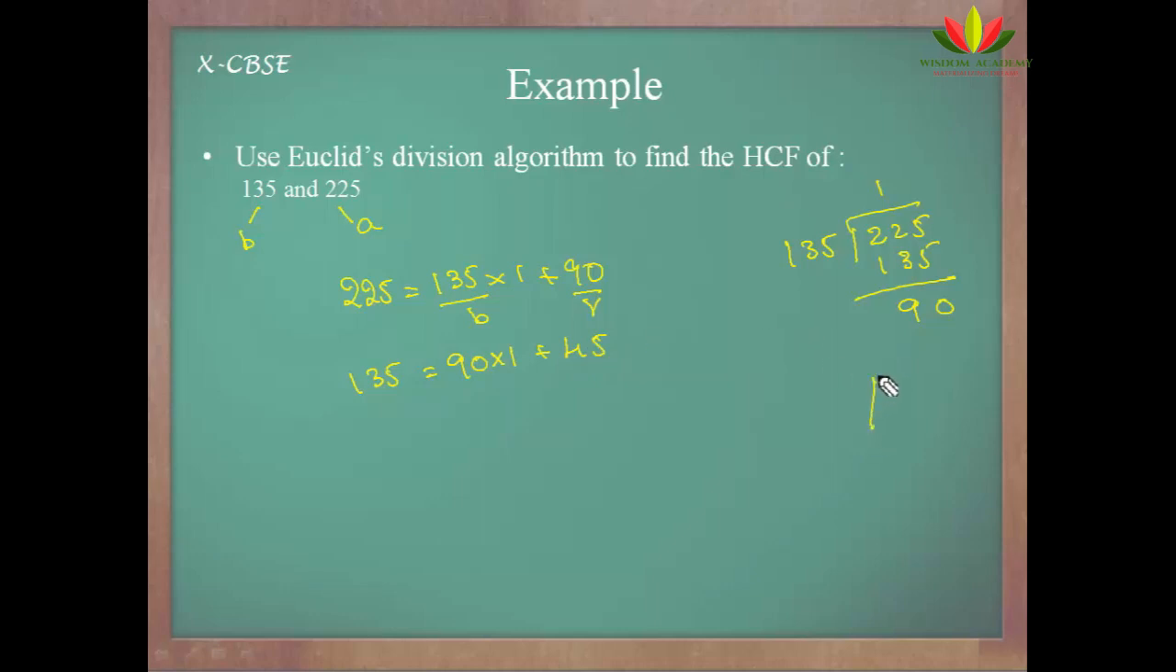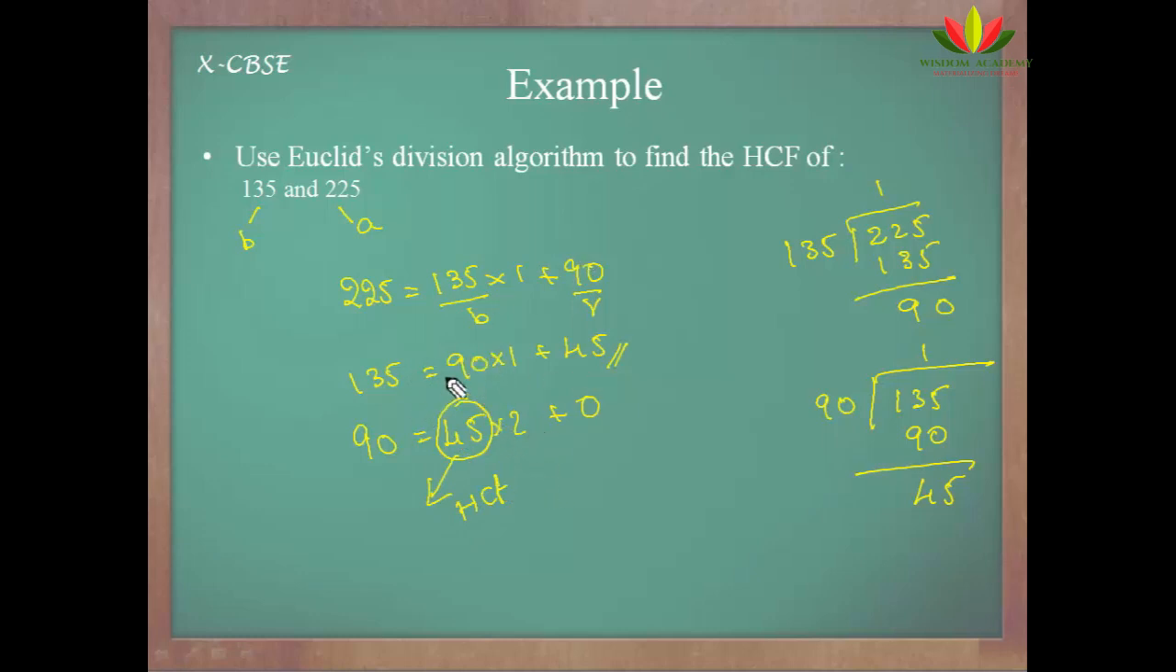That is, if I divide 135 by 90, I will say it as 1. So my remainder will be 45. Since now also it is not 0, I will continue the same thing for 90 is equal to 45 into 2 plus 0. So now what is the number I got here? 45. So 45 is the HCF of these two numbers.